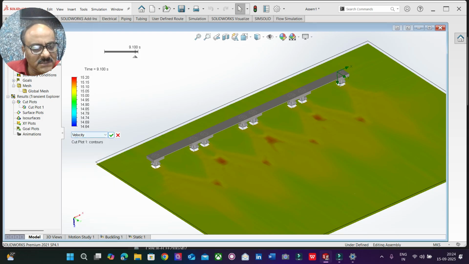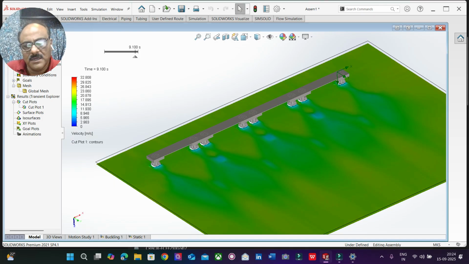Now let's find out what is the velocity. We know that the actual velocity is about say 15 to 20 meters per second. That's the velocity which is called the source velocity.